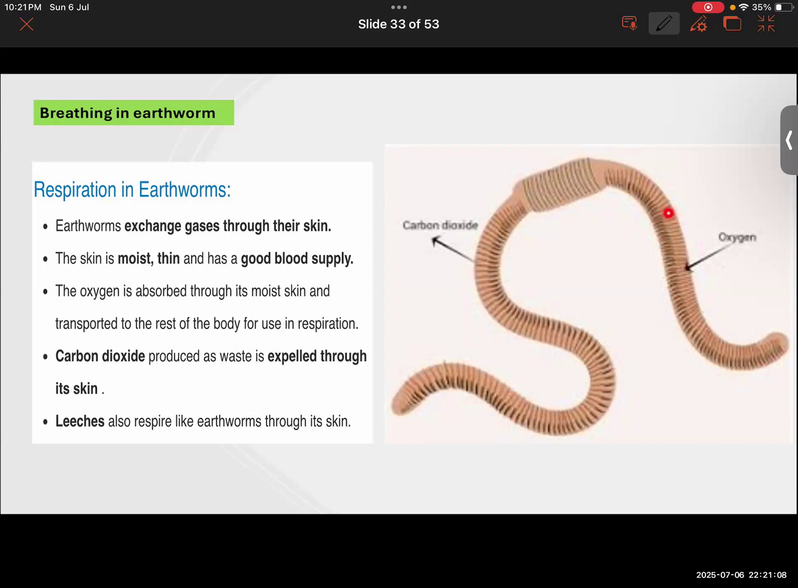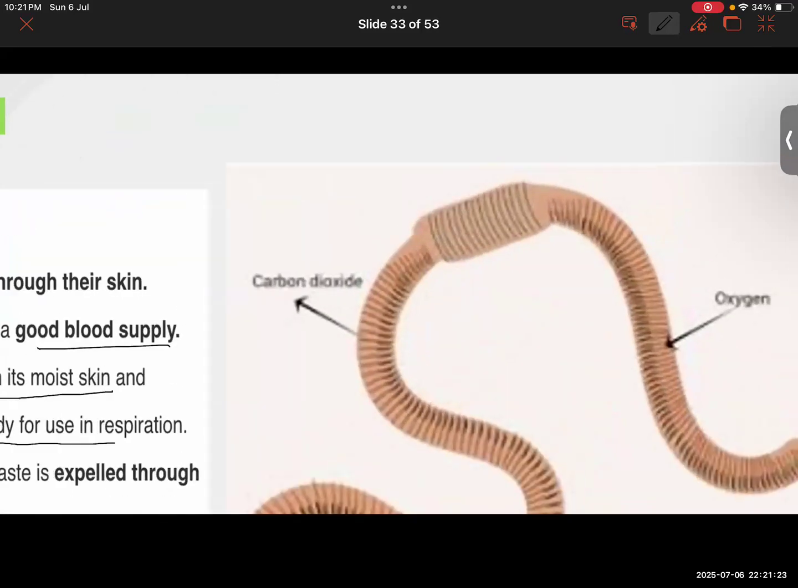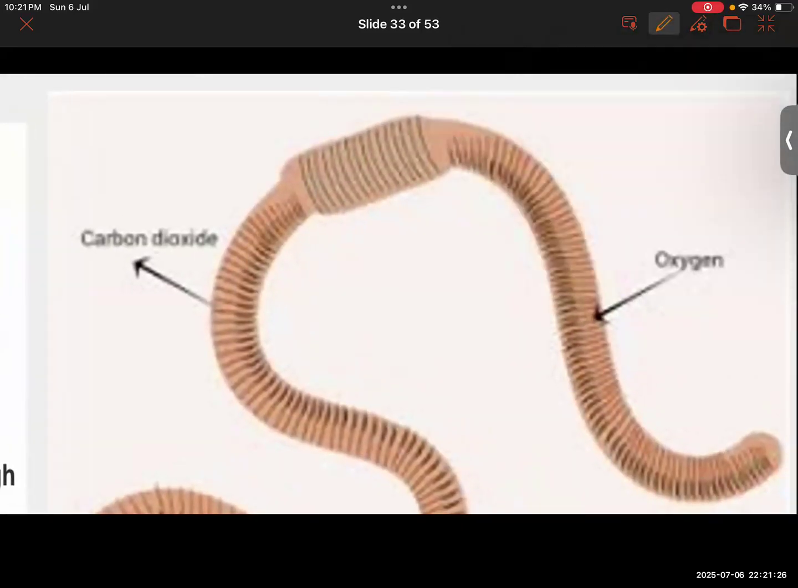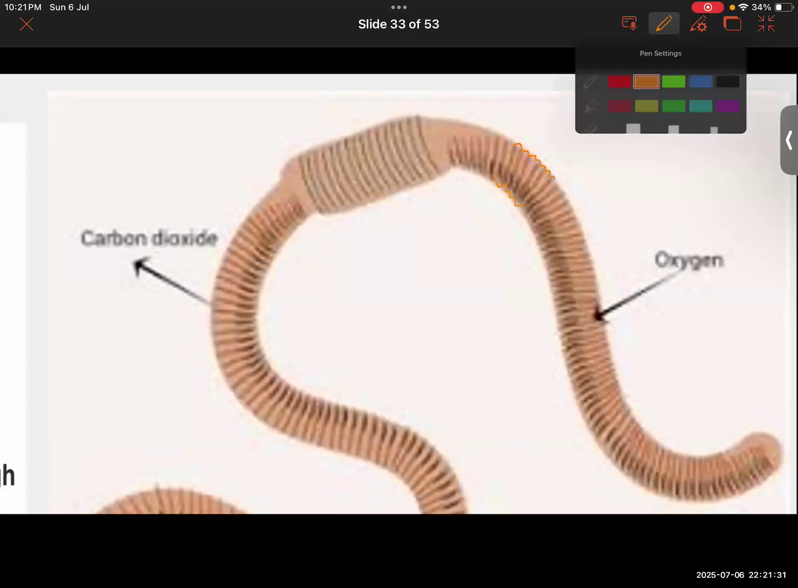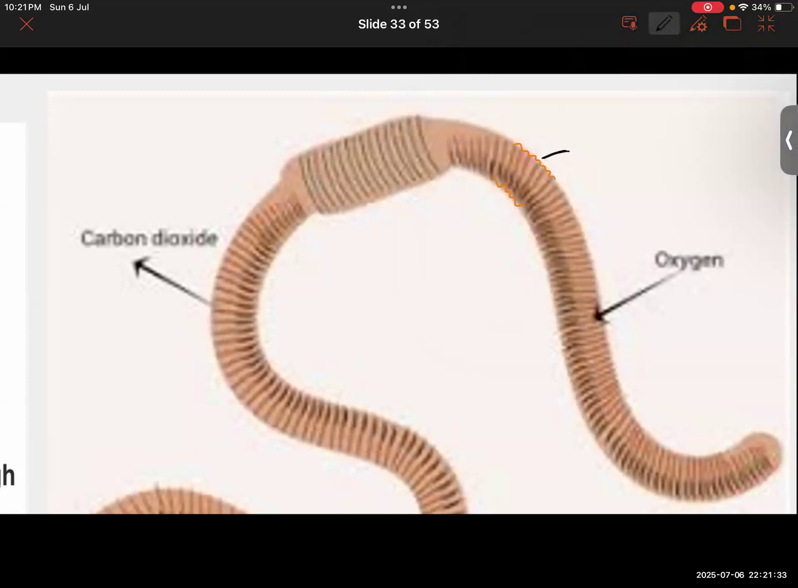So earthworms will be breathing through their skin particularly, and it has a good blood supply. The oxygen is absorbed through its moist skin and transported to the rest of the body for use in respiration. Say we are talking about this particular part. In this part of the body, let us suppose they are taking in oxygen gas. And let's say these are the blood vessels. The one in red color, what is this, Halima?